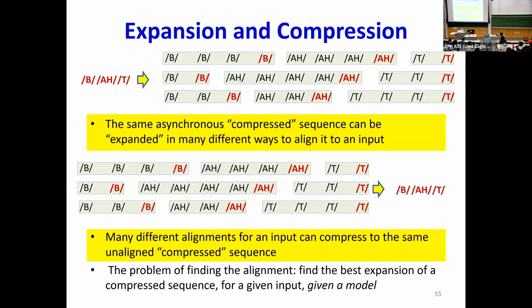Now, when I'm speaking of this problem, if I have this compressed sequence but, and I want to find an alignment of the but to the input, we know that there are many different expanded sequences, all of which compress to but. So what do we mean by finding the best alignment? The problem of finding the best alignment is to find which of these various candidate expansions best fits the data. You're only given the symbols b and t, and you have to find out which of these candidate alignments best fits the data.